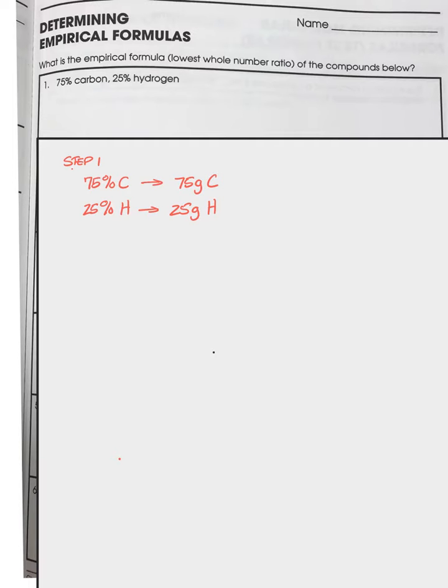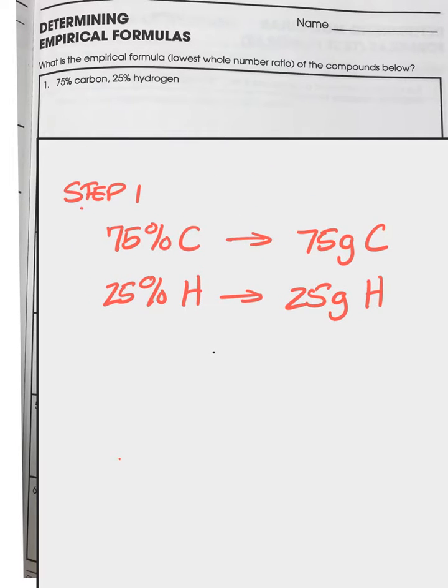Alright, in this first question, this is the question that I did in class as well. We're going to find the empirical formula for something that has 75% carbon and 25% hydrogen. So for step 1, we changed the percent to grams. That's all I did, was I took this percent symbol and I changed it to grams.